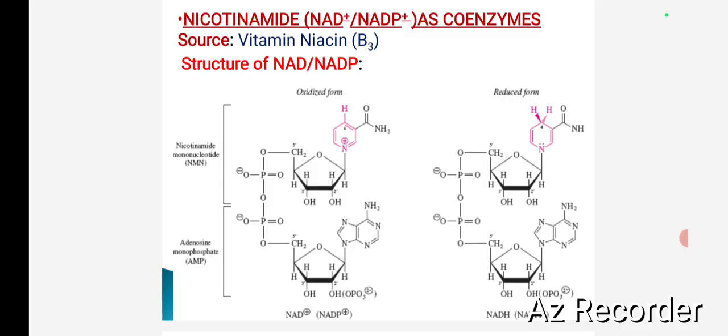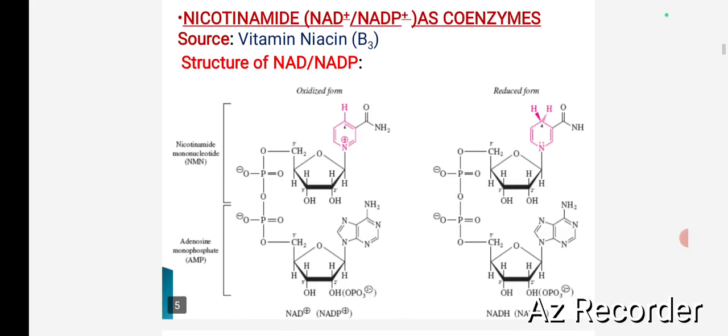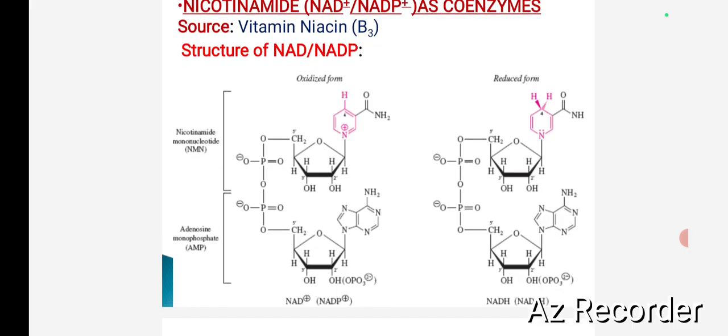First one, nicotinamide, NAD or NADP plus as a coenzyme. Source for NAD: vitamin niacin, vitamin B3. This is the structure of NAD as well as NADH. First one is NAD, either phosphorylated or dephosphorylated form. Second one is NADH, the reduced form of niacin.